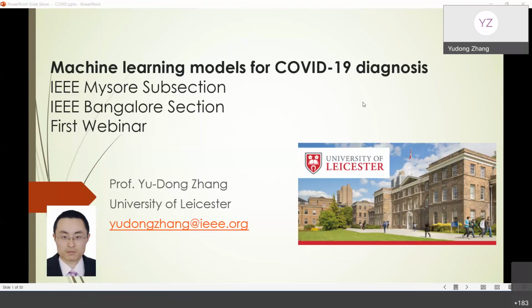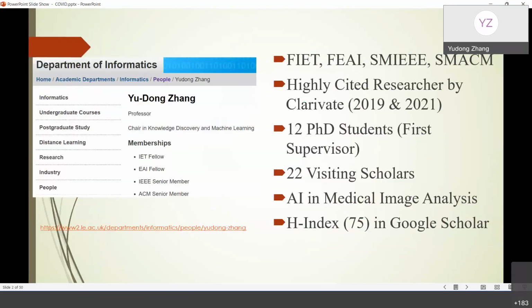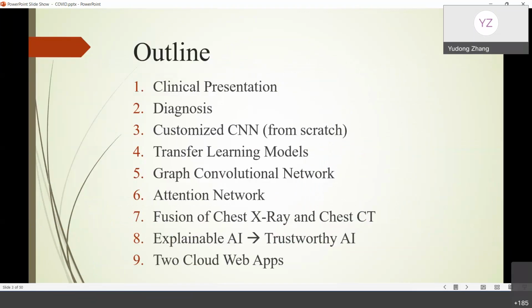Okay, I will move to the next slide. I will go quickly through it because it shows my university page. I think the previous session chair has already introduced me. This slide shows the outline. Due to the time limit, we will give a presentation on the clinical diagnosis, and all the other parts of the presentation will be attributed to the machine learning models.